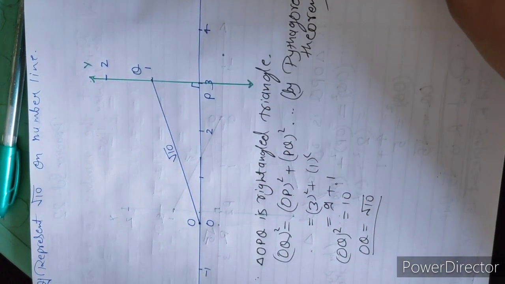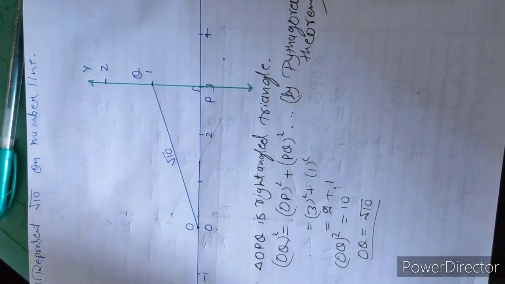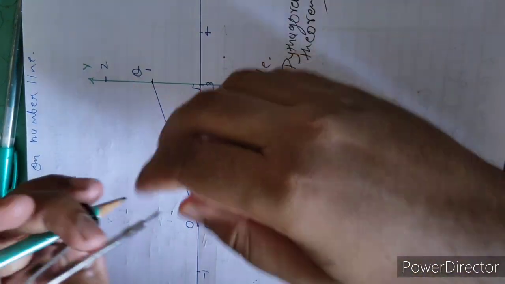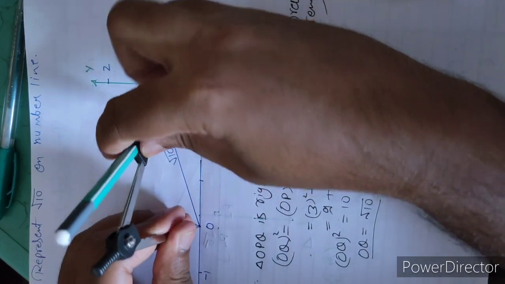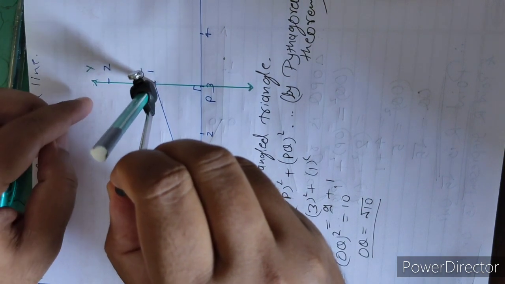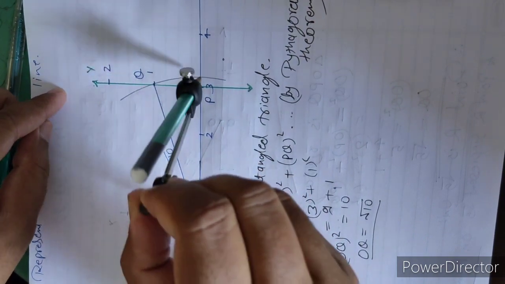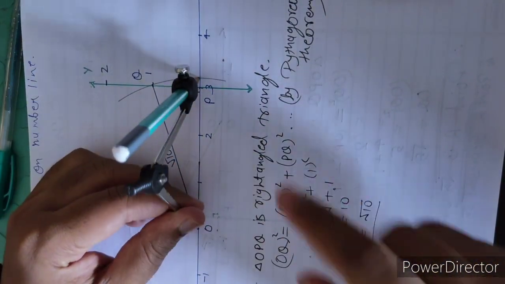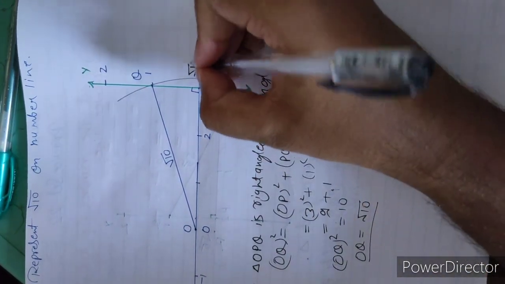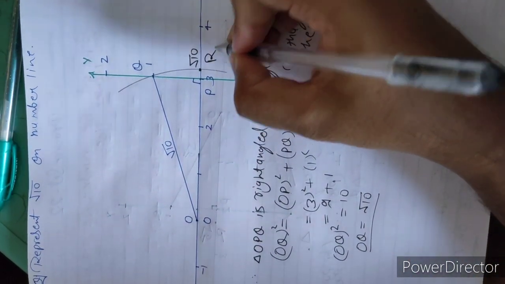But in the question we have been asked to represent root 10 on the number line. So again we will make an arc, assuming that root 10 is the radius of the circle. Here we first have to trace this measurement. After that we have to make an arc, and it should intersect the x-axis. The point of intersection of this arc on the x-axis will be denoted by root 10, and we will denote root 10 by point R.